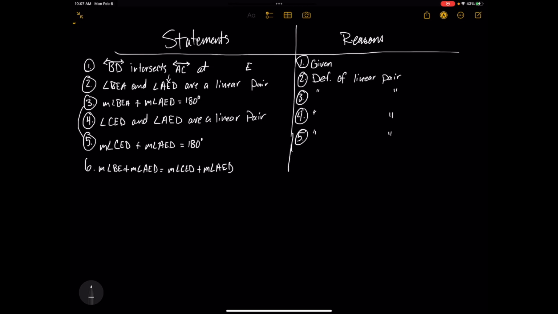Wait, what? Measure of angle BE, oh, it's supposed to be BEA. Apologies. AED. So I'm taking the left-hand side of step 3 and the left-hand side of step 5, and I'm setting them equal to each other since they're both equal to 180.